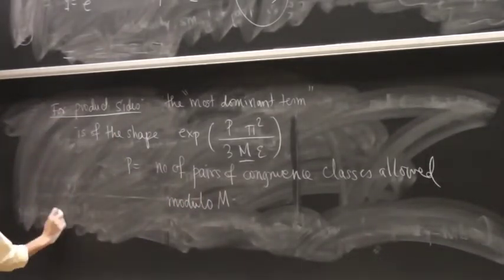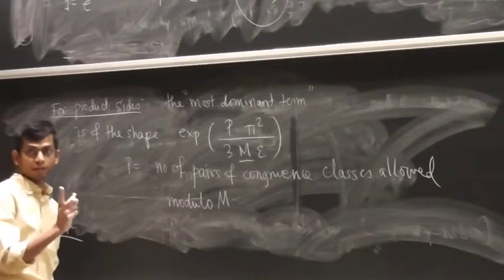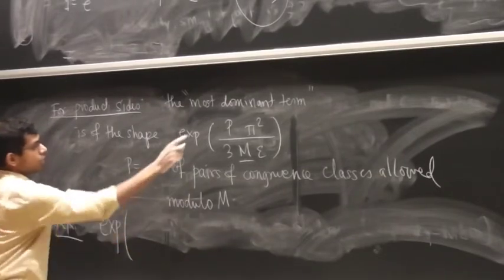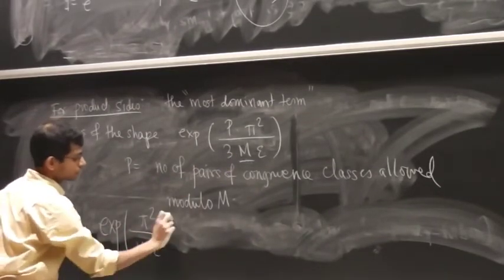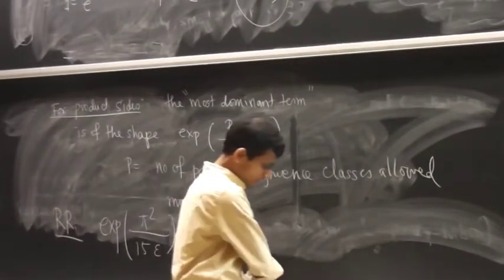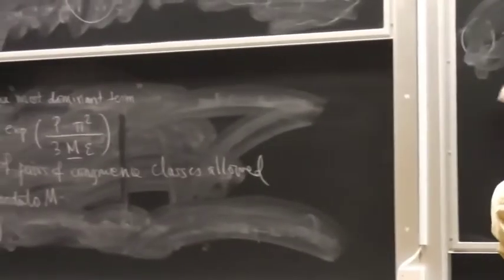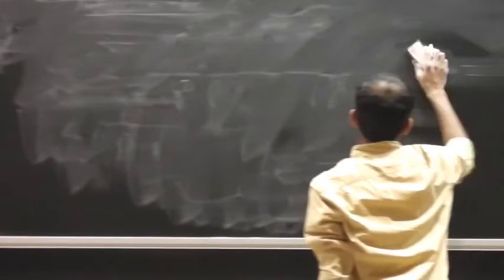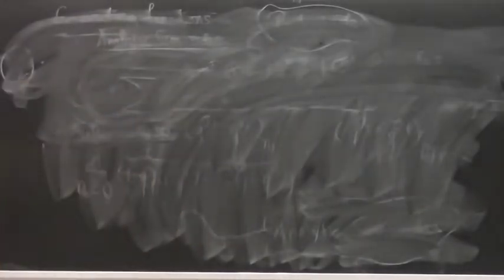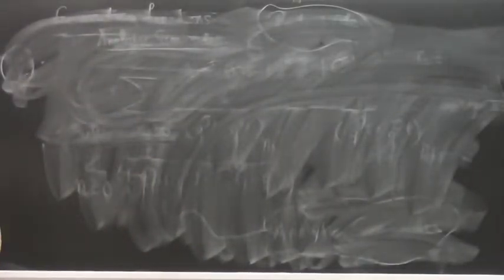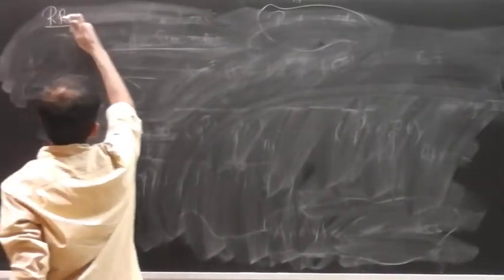Okay, so for Rogers-Ramanujan, we had plus or minus 1 mod 5, so we had one pair of congruence classes allowed mod 5. The most dominant term would be exponential of one pair, so pi squared divided by 15 epsilon. Alright, now let's see what happens on the sum side. And this is something you can do on Maple. So I'll tell you what you can do on Maple and what you still need to do afterwards. Let us do everything for Rogers-Ramanujan just to get practice.